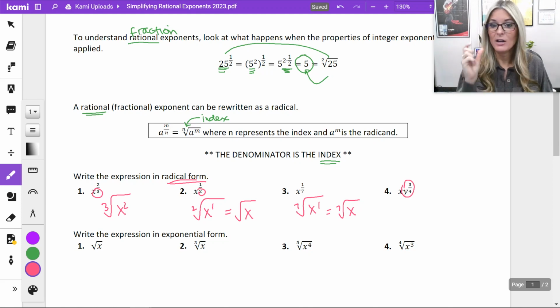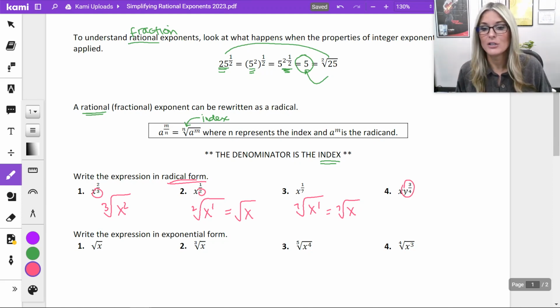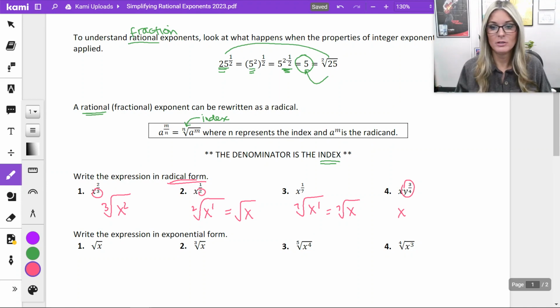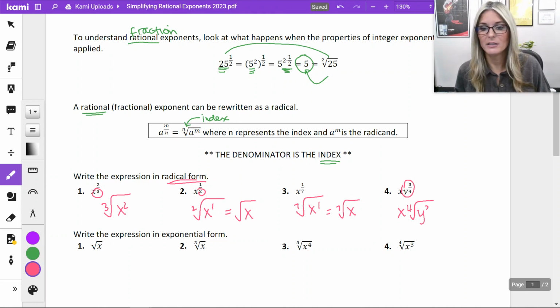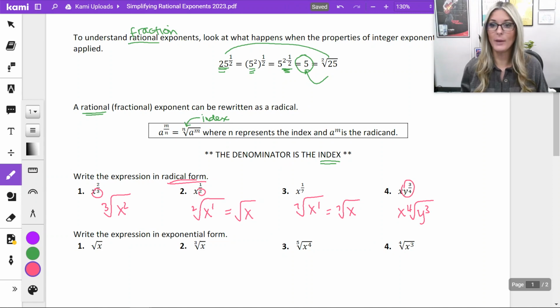Only the y owns that 3/4 exponent. So we're leaving x alone. He's hanging out and chilling. The y to the 3/4, the 4 is the denominator, becomes my index. We're talking about a 4th root of y cubed. Done. Okay? So be mindful of who owns your exponent.